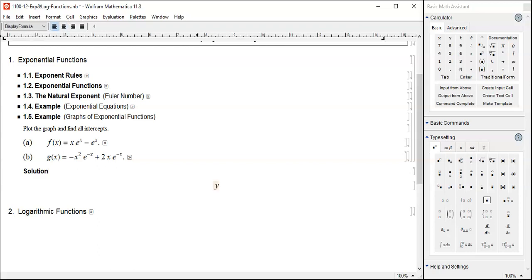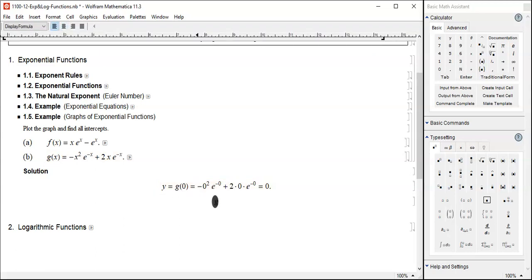Okay, how about the y-intercept? That's easier. G of 0. Plug in 0, so negative 0 squared e to the negative 0 power. That's of course 0. 2 times 0 times... Oh, why am I writing everything here? This is 0, that's 0, so it's clearly 0. Okay, alright. The y-intercept is 0.